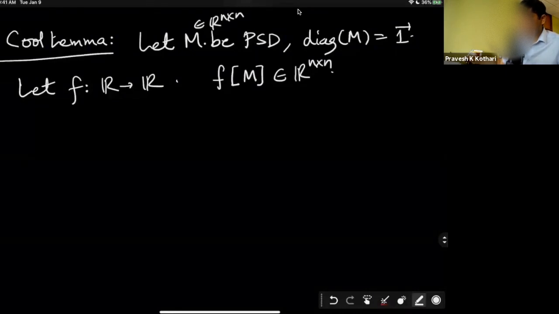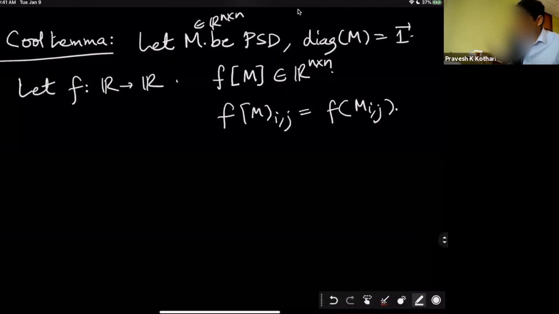And it's just obtained by applying this function F entry-wise to the entries of M. Okay, so F square bracket M, the ijth entry, is simply going to be F of Mij. So I'm just going to apply this univariate function entry-wise to M. Okay, good. So now I have some function that takes matrices to matrices.